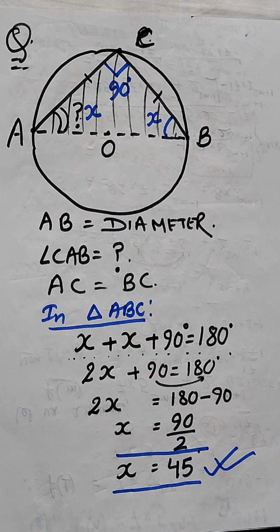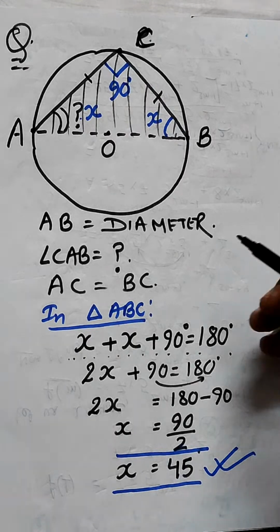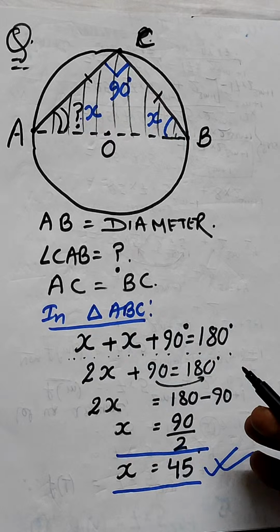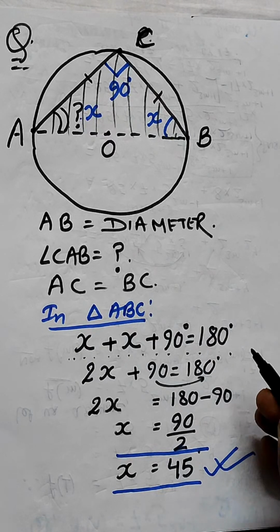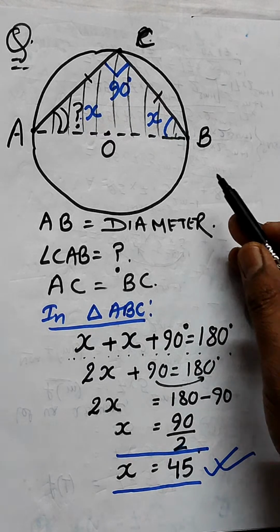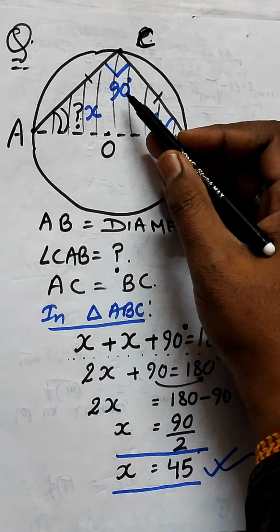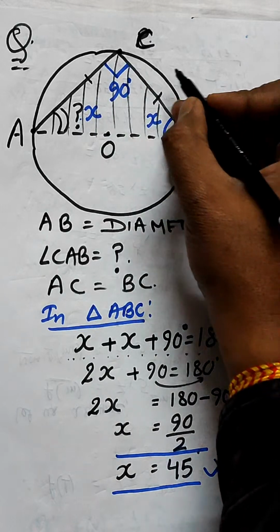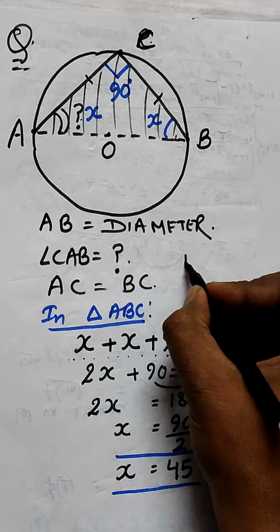Now, this was a very simple question, but you should have a few understandings, that we have applied two concepts over here. One is the angle in the semicircle. So the angle in the semicircle is a right angle, you always know it. So that theorem is applied over here.